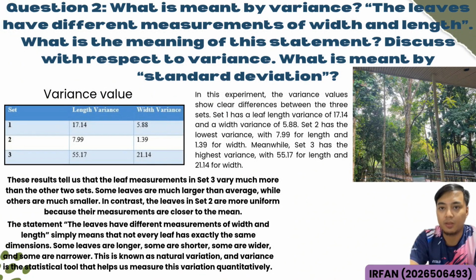In this experiment, the variance values show clear differences between the three sets. Set 1 has a leaf length variance of 17.14 and width variance of 5.88.